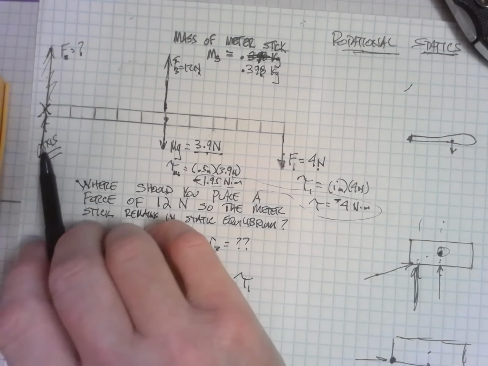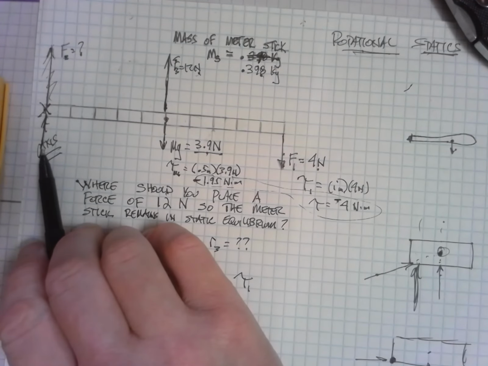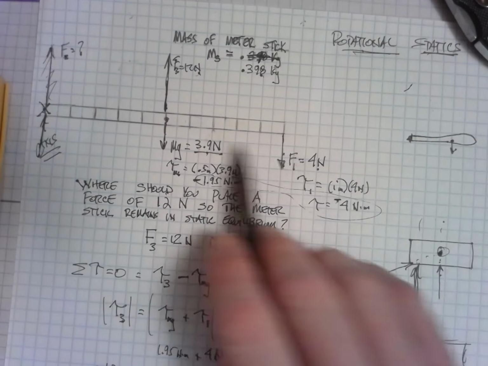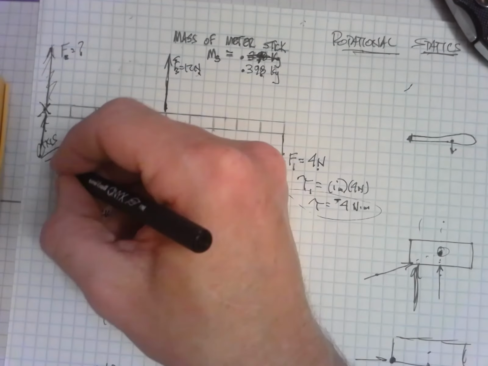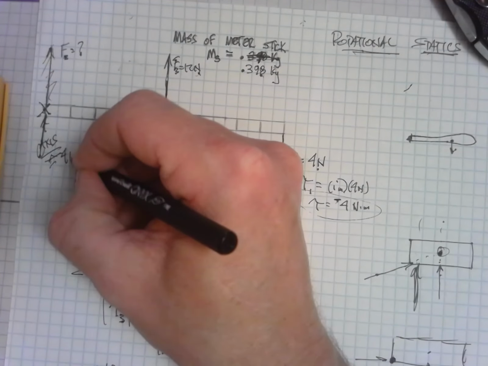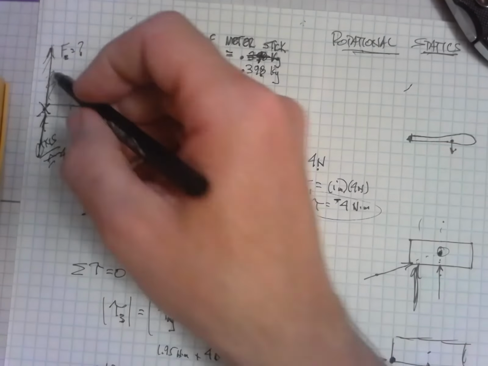Because, right? Because this would be 3, this would be about 8 down and 12 up, so this would have to be about 4 newtons down as well over here. So my arrow was in the wrong direction.